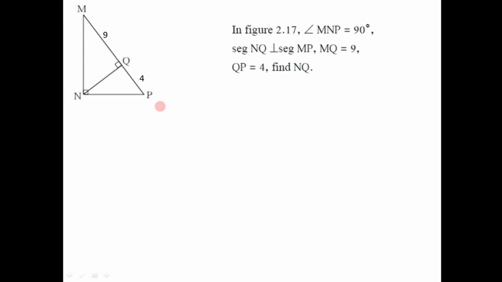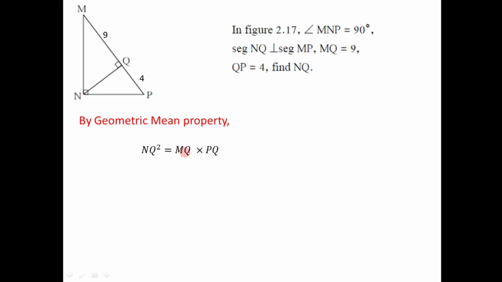That's why here we can use the geometric mean property, and by that property the perpendicular segment drawn on the hypotenuse is the geometric mean of the two segments into which the hypotenuse is divided. So here the two segments are MQ and QP. So by the geometric mean property we have NQ is the geometric mean of MQ and QP. That means we can write NQ square is equal to MQ into PQ, because whenever any number is the geometric mean of two other numbers, its square must be equal to the product of those two numbers.